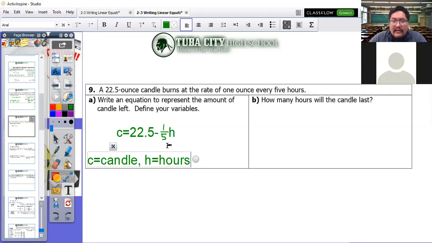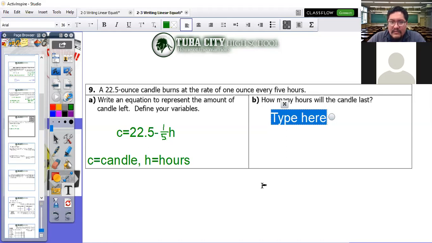And it says, how many hours will the candle last? And this is another tricky one here, because the input is not stated. It doesn't say, how many hours will the candle be 1 ounce, or how many hours will the candle go halfway? That would be a little bit easier to tell what number you're supposed to put in there, but in this case, it doesn't really tell you anything. It just says, how many hours will the candle last?